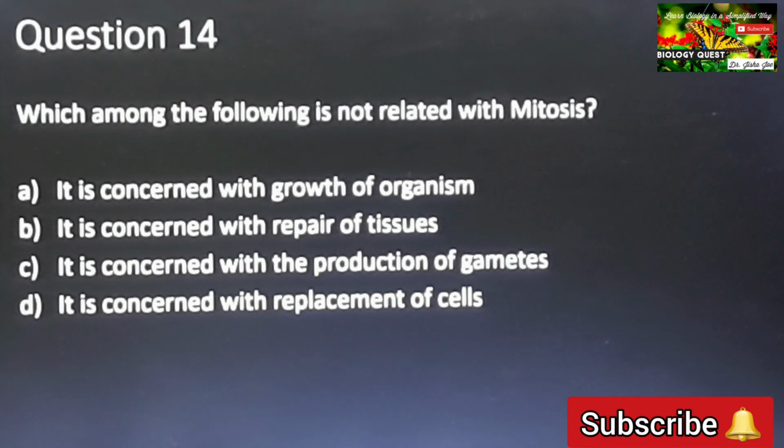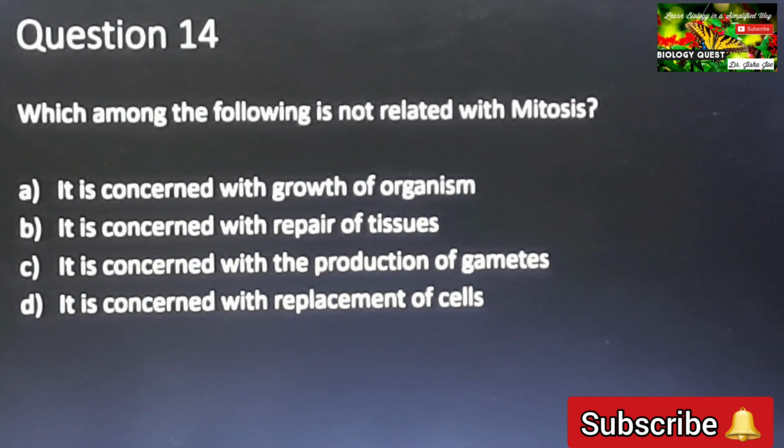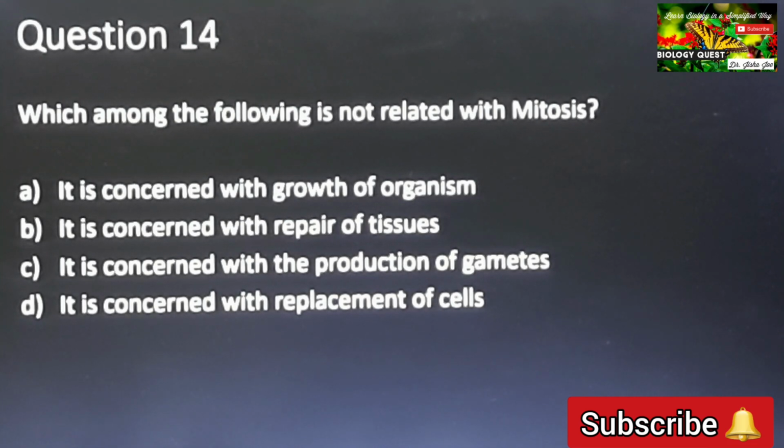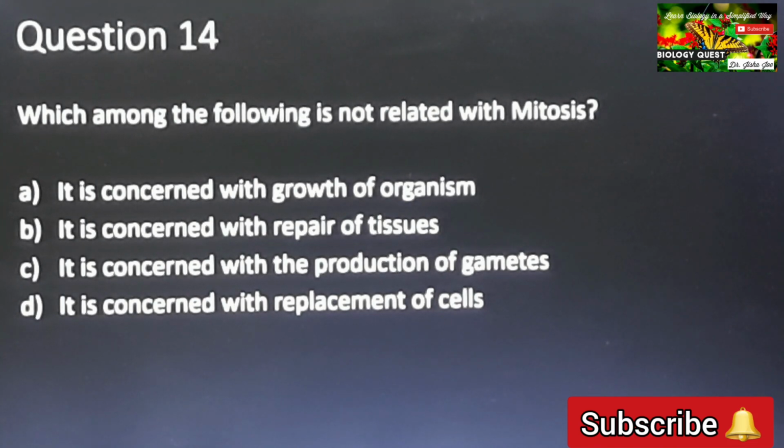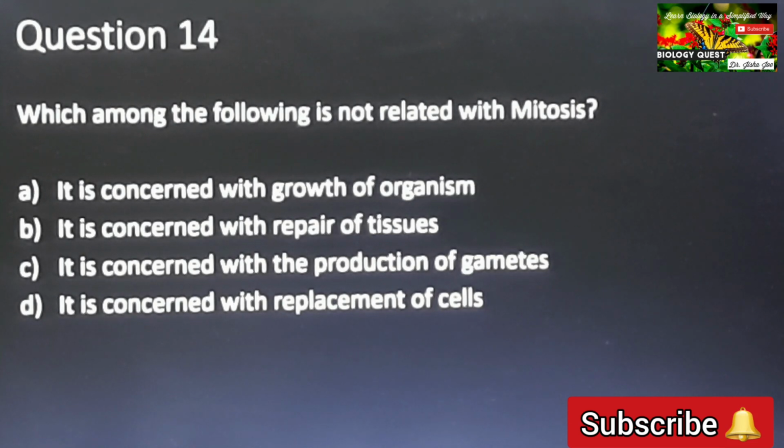Option C, it is concerned with the production of gametes. So we know gamete formation occurs during sexual reproduction. In sexual reproduction, there are two parents, the male and the female parent, and gamete formation is a characteristic feature of sexual reproduction. So during the formation of gametes, the type of cell division taking place is not mitosis, it is meiosis, in which the chromosome number is reduced to half.